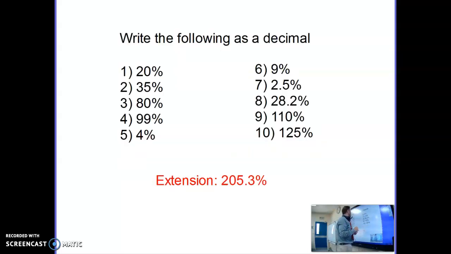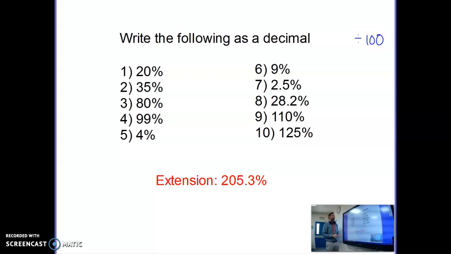Decrease, it goes down. Okay, we're going to write the following things as a decimal. Now we're going to change from a percentage to a decimal. This is a very easy thing to be able to do. What you do is you simply divide by 100. That is what percent means. Percent means to divide by 100.